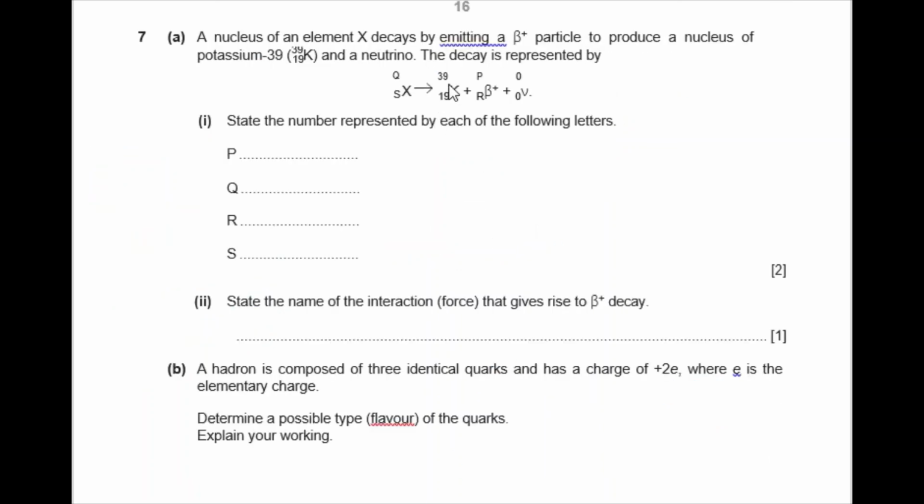7a, a nucleus of an element X decays by emitting a beta positive particle to produce a nucleus of potassium and a neutrino. The decay is represented by this equation. 1. State the number represented by each of the following letters. So we have X, Q as decay K 39 19, emit beta positive P R, and then neutrino 0 0.